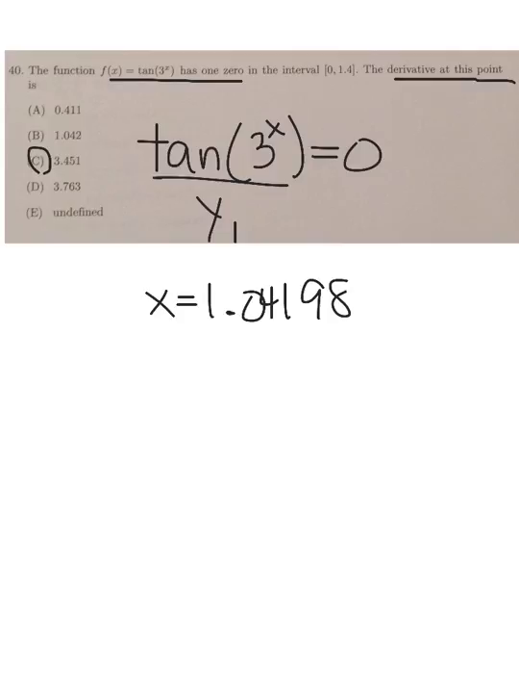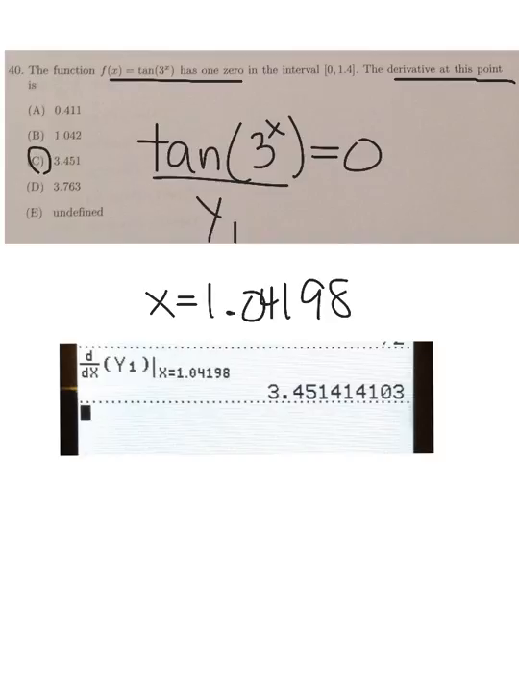Now you want to know what the derivative is at that point. Remember that you can do this in your calculator. I have the tan of 3 to the x already in my y1. So I went to my home screen and did math 8 of my y1, vars, y vars, enter, enter. And then I just typed in the value. You'll see that I get 3.4 blah blah blah, which is choice C.